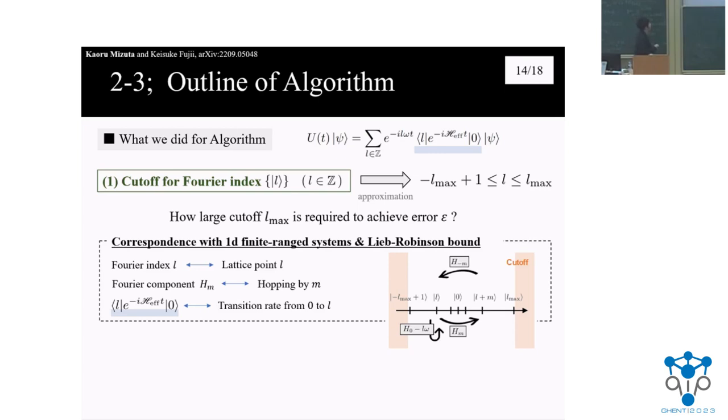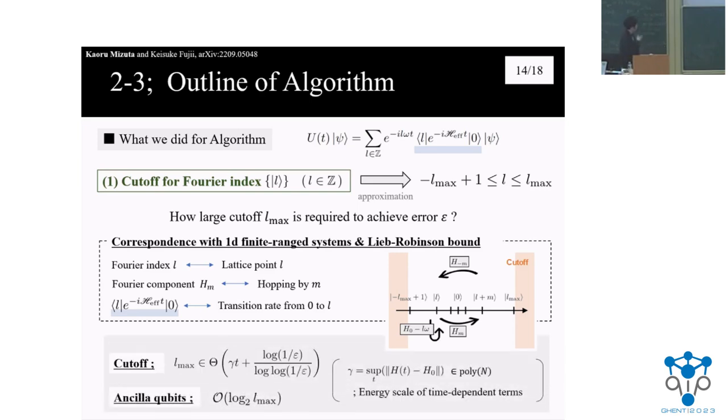According to the Floquet theory, the Fourier index L can be recognized as the lattice point L, and the Fourier component Hamiltonian HM can be recognized as hopping by the site M here. And these matrix elements appearing here can be seen as a transition rate from the site 0 to the site L here. So by using this mapping, we can use a discussion similar to the Lieb-Robinson bound on one-dimensional finite range systems. By using this technique, we obtain the explicit formula for the cutoff Lmax in this form.